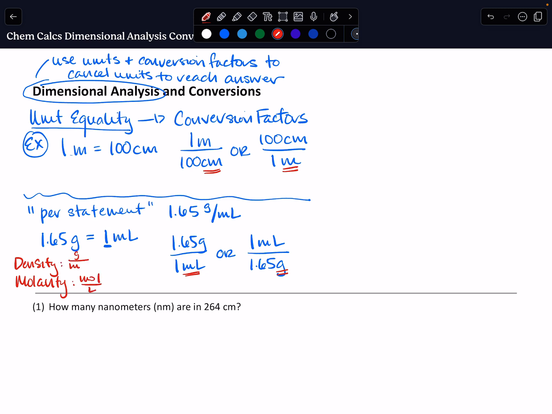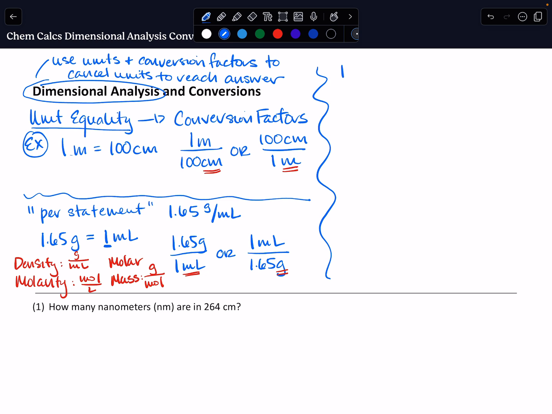Density is grams per milliliter. Actually, density could be a bunch of different things, but it's always something per something, mass per volume. And then molar mass is another one we'll see, and that's grams per mole. Anytime you come across a measurement that is a compound unit, keep in mind that it can be stated as a per statement, which means it can be a unit equality, which means that you can write conversion factors. It will make your problem solving easier.